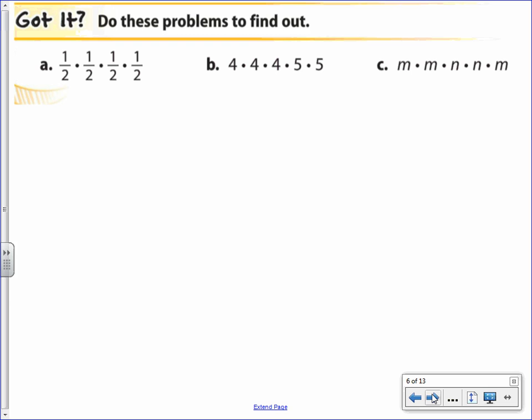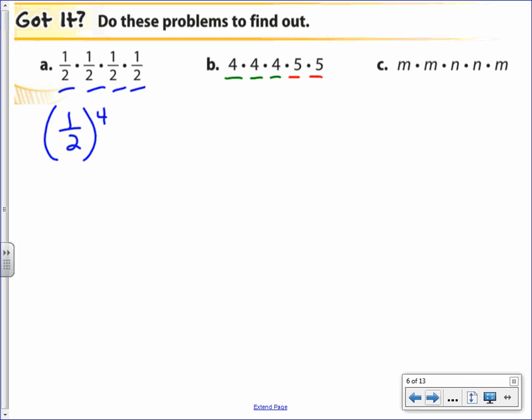Letter A, I have 1/2 times 1/2 times 1/2 times 1/2. That's the same base repeated over and over. It's repeated 1, 2, 3, 4 times. My preference when I use a fraction is to put it in parentheses. My base is 1/2, my exponent is 4. My exponent is 4 because there are 4 1/2s being multiplied together. The next one, I have 3 4s, 4 times 4 times 4, and then I have 5 times 5.